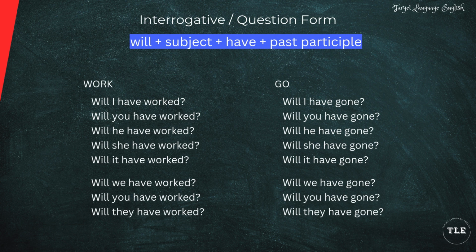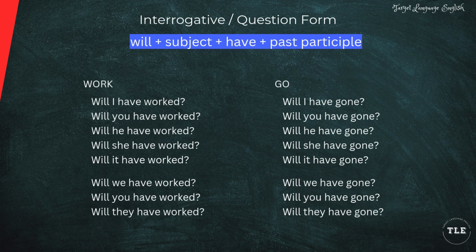In the interrogative or question form, we move will in front of the subject. Work, singular. Will I have worked? Will you have worked? Will he have worked? Will she have worked? Will it have worked?